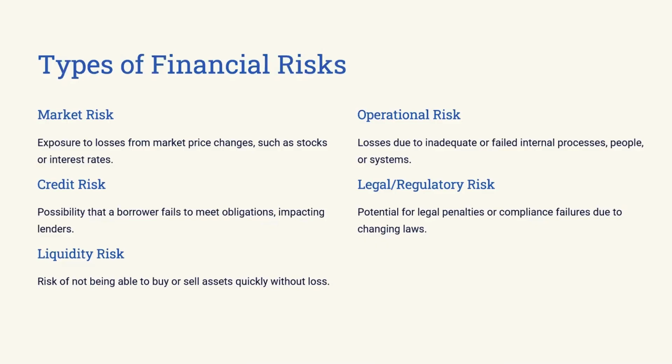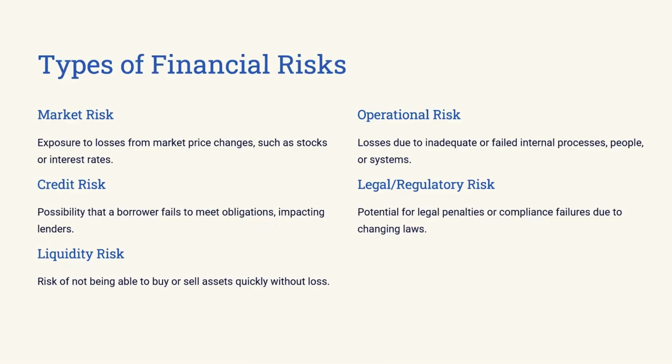The third one is liquidity risk, the risk of not being able to buy or sell an asset quickly without incurring a loss. For example, owning a rare piece of art that is difficult to sell quickly at a fair price if you need urgent cash. And the fourth one is the operational risk. Losses due to inadequate or failed internal processes, people or systems. For example, a cyber security breach leading to financial losses for a company.